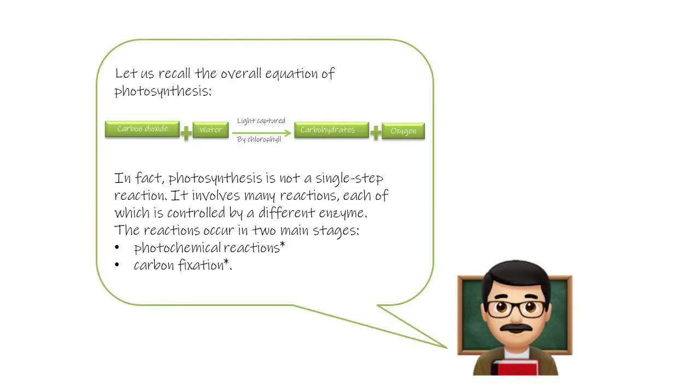Let's move on to the process of photosynthesis. This is the equation of photosynthesis. Carbon dioxide adding with water with light captured by chlorophyll goes to carbohydrates and oxygen.